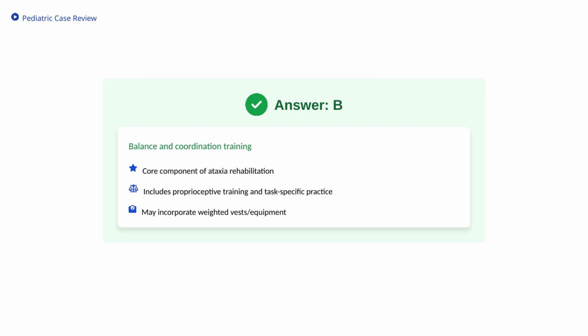Effective programs include proprioceptive training, task-specific practice, and activities that challenge postural control. Therapists may incorporate weighted vests or limb weights to provide additional sensory feedback. While strengthening exercises and range of motion activities may be included as part of a comprehensive program, they would not be the primary focus. Complete bed rest would be counterproductive and lead to deconditioning.